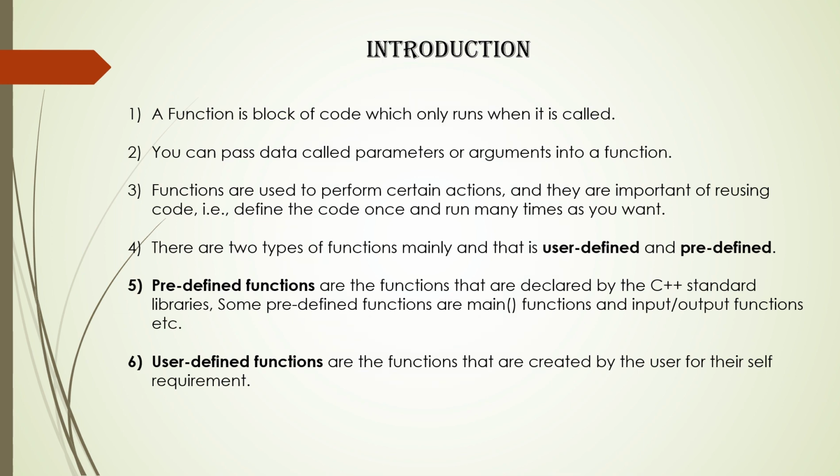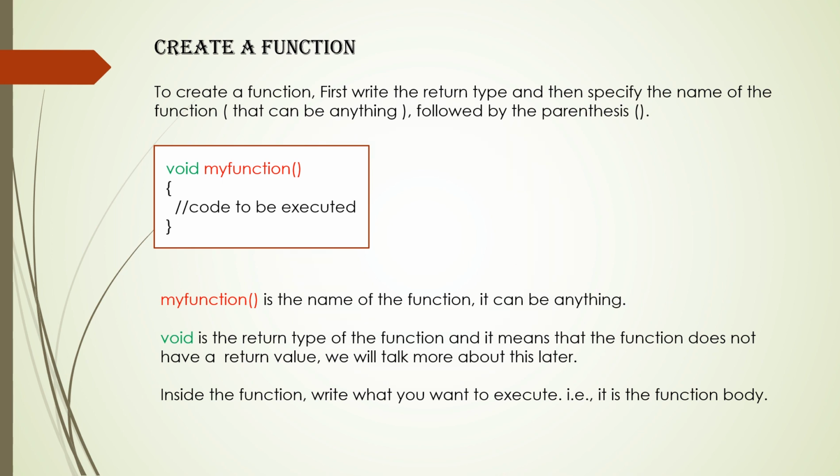So now let us understand how to create a function. For creating a function, first we have to write a return type followed by the function name, that can be anything, then parentheses. See here, I have given an example: void myFunction, then parentheses. Then inside the curly braces, the code you want to write inside the function. Void is the return type here. That means the function doesn't return any value.